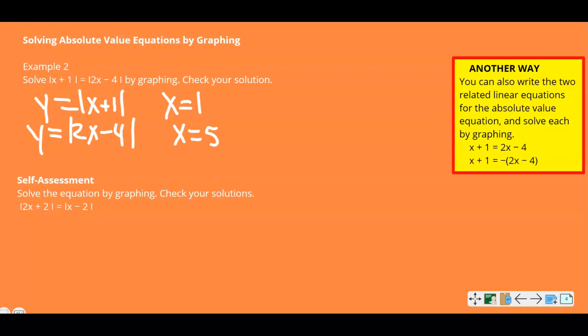Okay, we are still solving equations by graphing. In the last video, you saw that I graphed both of these equations. So we're trying to solve the absolute value of x plus 1 equals the absolute value of 2x minus 4. I set that up as two equations and solved by finding the two x values that are solutions to this equation. All right, so I want you to do the same thing.